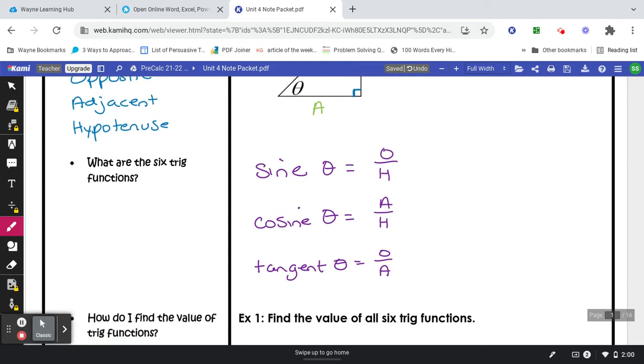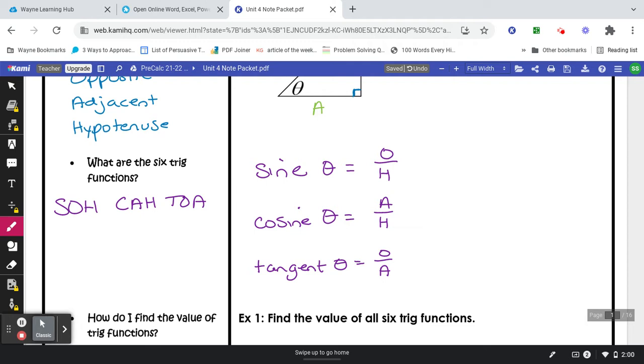And in geometry, we learn to remember that by the phrase SOH CAH TOA. So what this represents is the sine is O over H. That's where the SOH comes from. Same with the cosine, CAH, and the tangent, TOA.